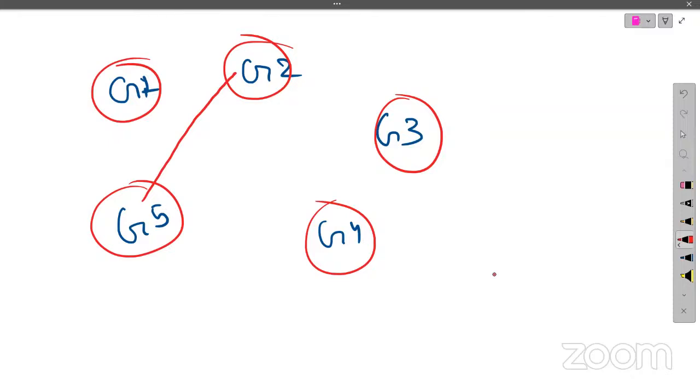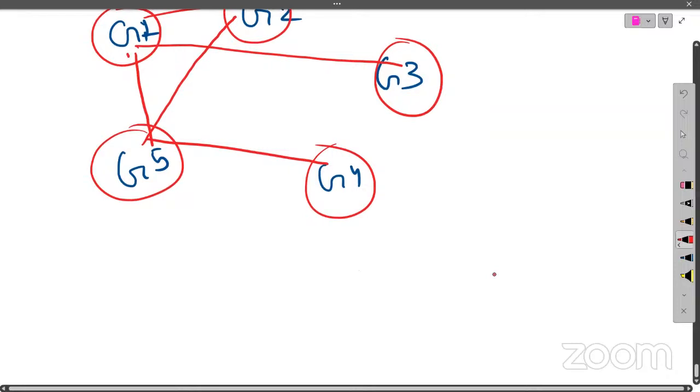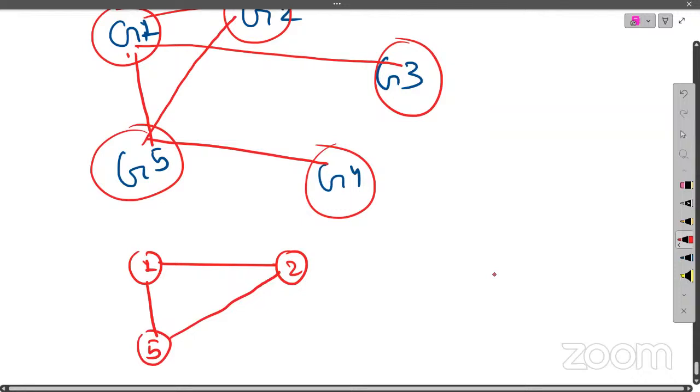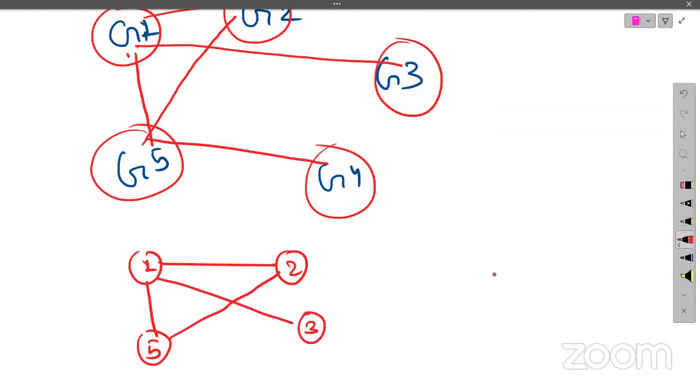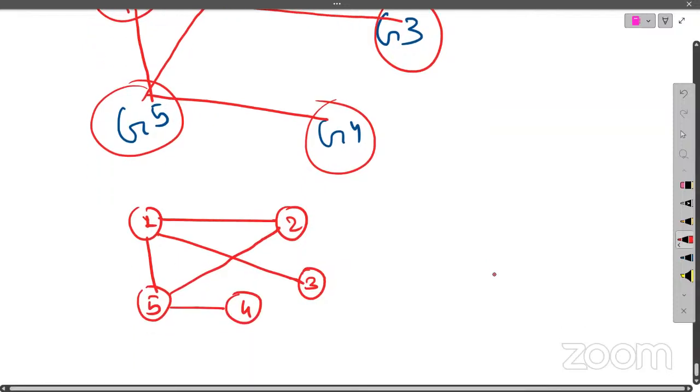So I'll just draw one edge here. Suppose there is one common member here, one common member here, one common member here, and one common member here. So ultimately, what is the graph we are getting? We are getting that 1 is connected to 2, and then this is connected to 5, and this 5 is also connected to 2. 1 is connected to 3, and 5 is connected to 4. So this is the graph we are getting.